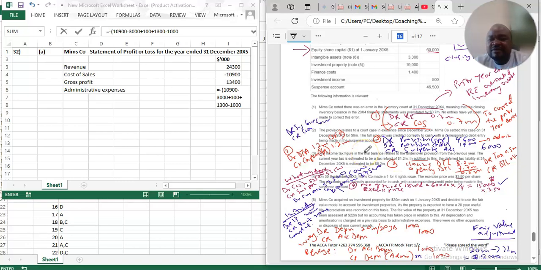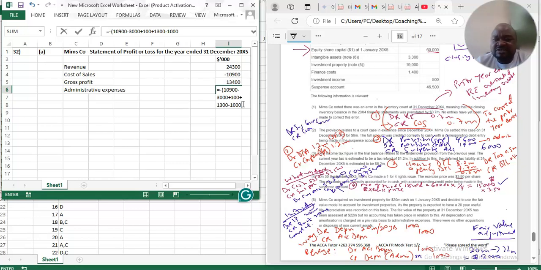Let's go to the provision. Now the provision, we did the provision. We indicated that an increase in the provision should be accounted for as an expense, but which type of expense? Obviously, we can just slot it in the administrative expenses. Okay, administrative expenses. That is an addition of 1.4.